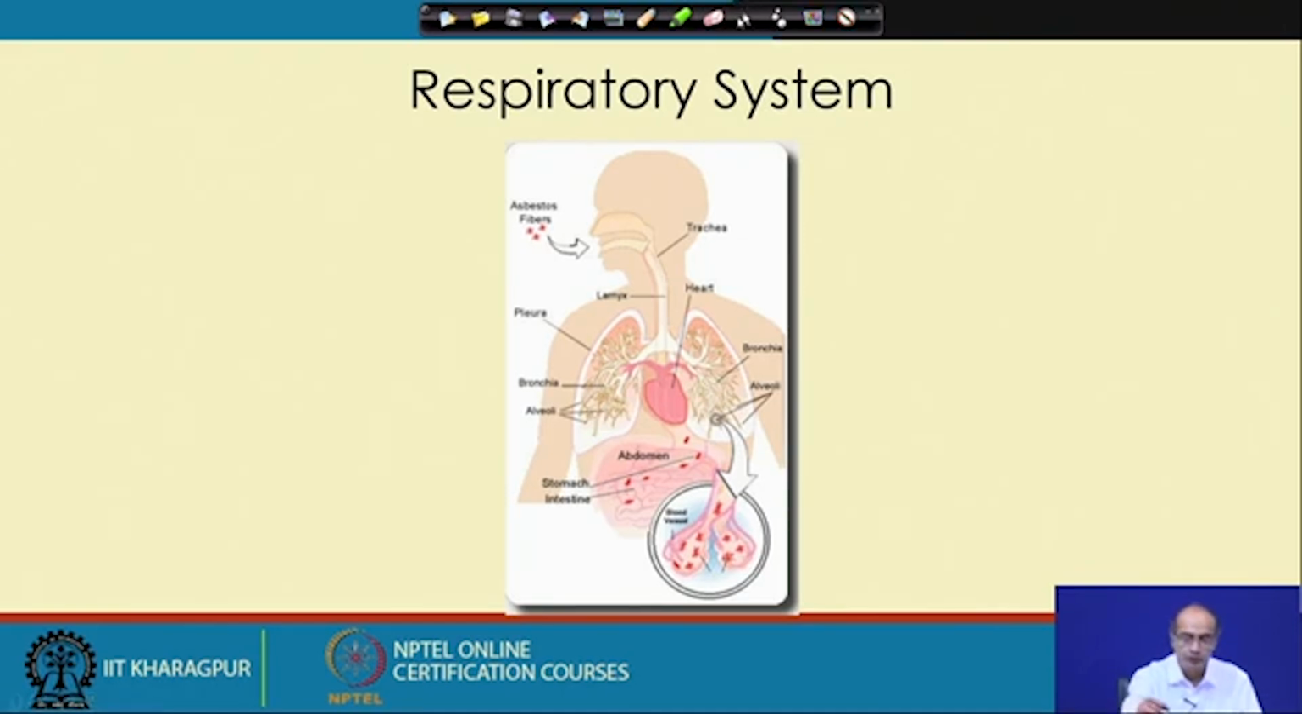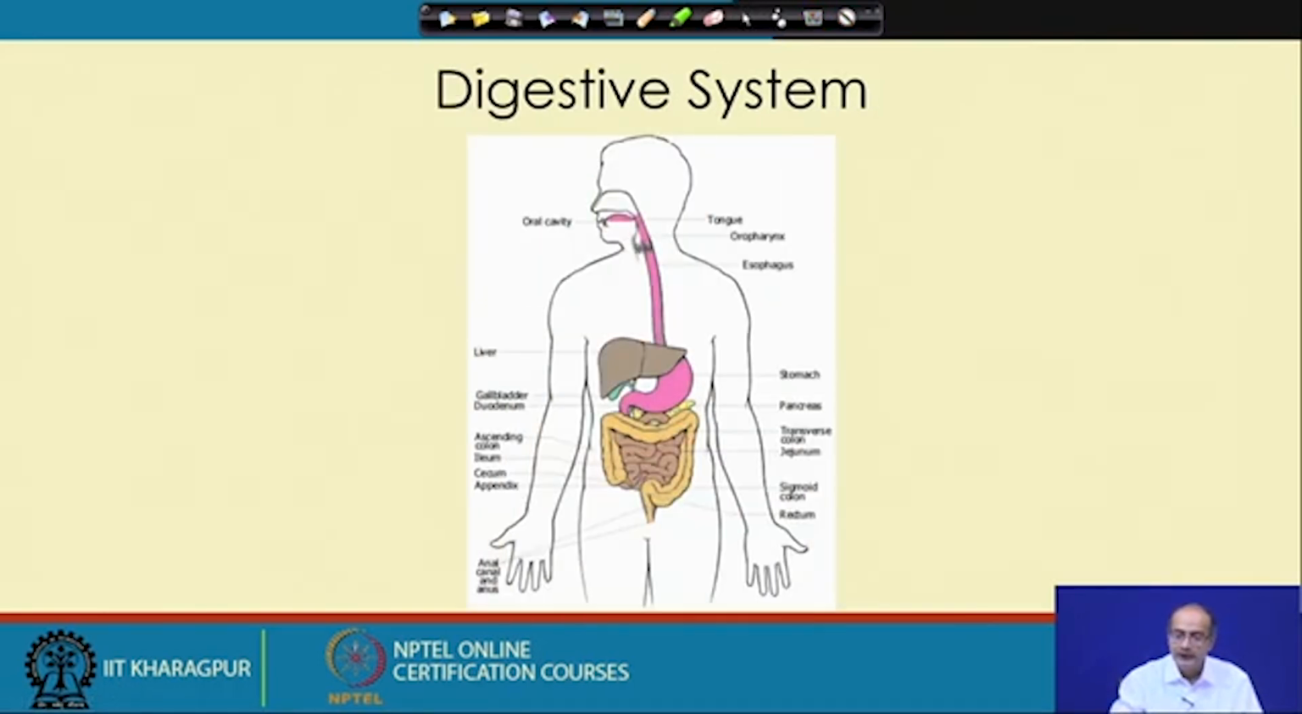Now, let us go to the next system. That is the digestive system, which is very important for the nourishment of the body. Usually, how tall we are, maybe 1.5 meters to 2 meters, that is the usual height of an adult, but within that the alimentary canal is about 8.3 meters.